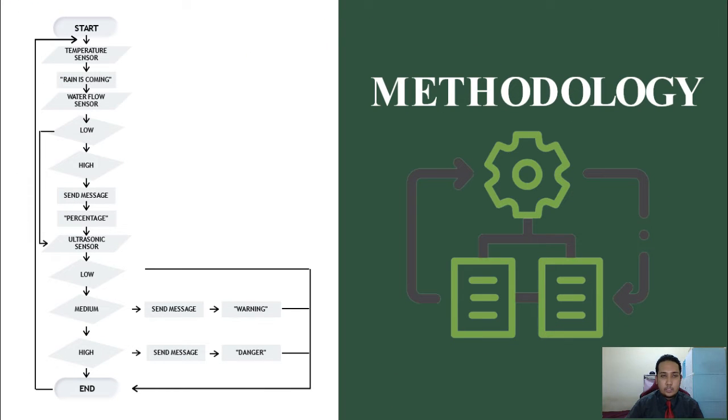Okay, for the methodology, as we can see, this is a flowchart of the coding, and I will explain more detail about this flowchart. We begin with the temperature sensor. When the temperature sensor detects the rain, the user will receive the message "rain is coming." If the water flow sensor detects, there will be two conditions, low or high.